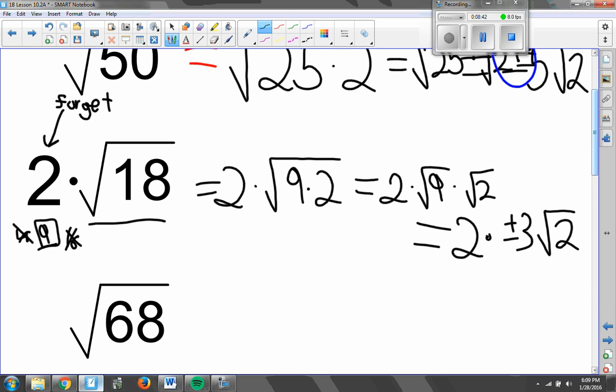So 2 times a positive 3 square root of 2 would give me 6 square root of 2. 2 times a negative 3 would give me a negative 6, so I just do a positive or negative 6 square root of 2. Okay, and that just comes from, once I finish my 18, I have 3 square root of 2, I multiply the 3 times 2, put those together, and I get plus or minus 6 times the square root of 2.